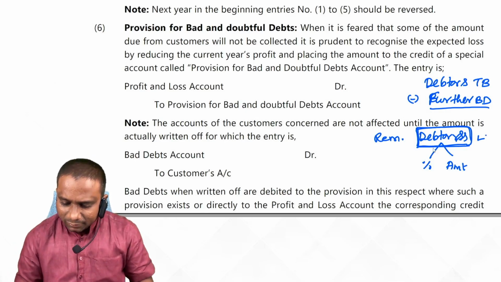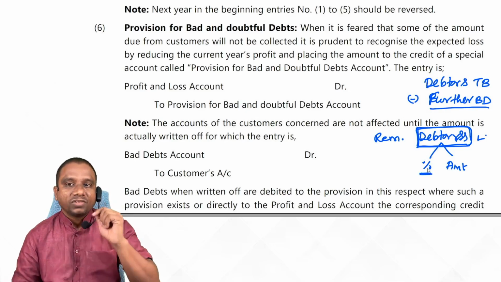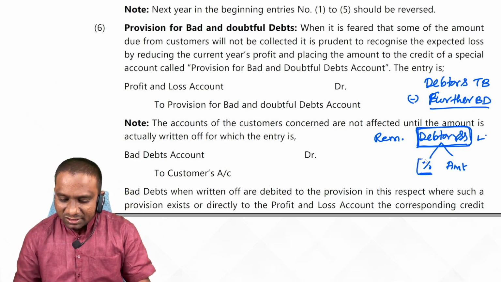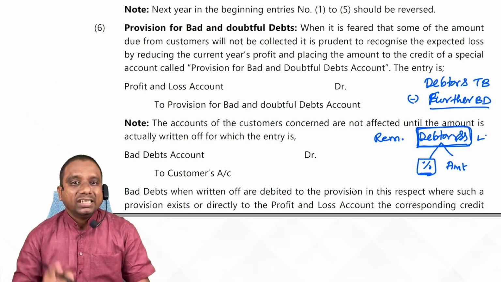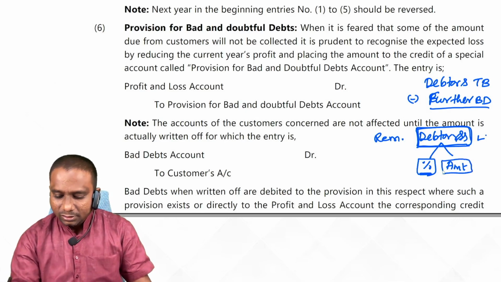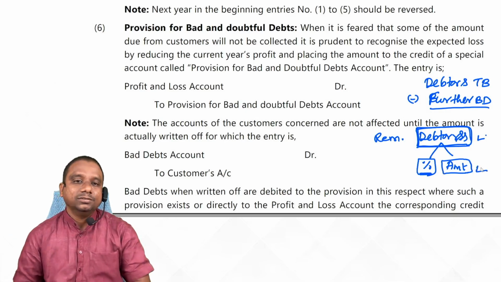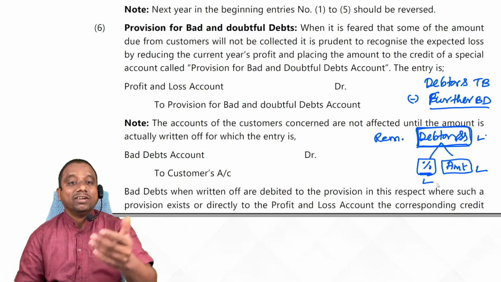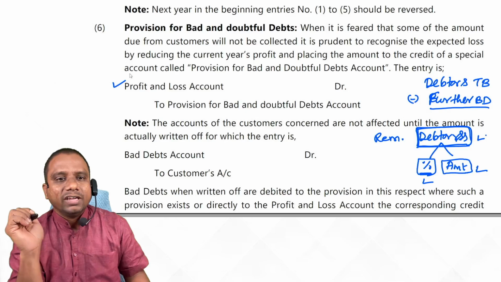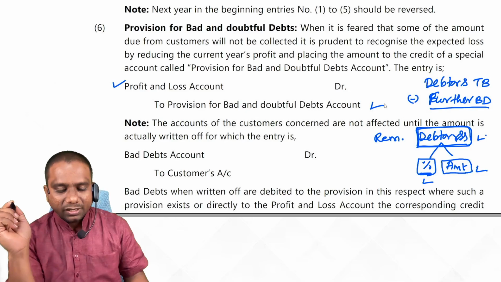Now in the problem, if they say provision for doubtful debts expressed as a percentage, then what is the entry we have to record? If they have given the amount directly, it is easy. If they express it as a percentage, then we have to calculate. Finally, what is the entry for provision for doubtful debts? Simple. Profit and loss account debit to provision for bad and doubtful debts.